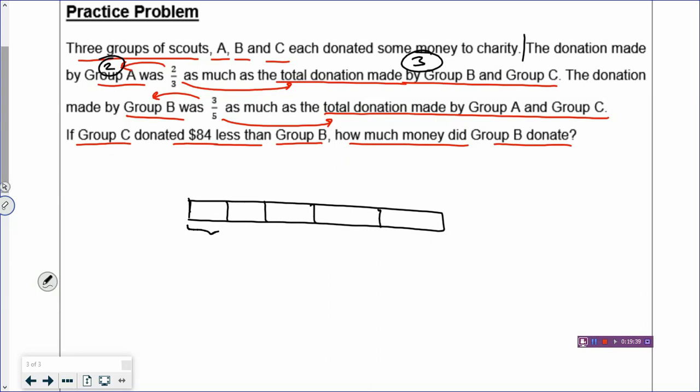And of course you label. So group A, and then group A is 2 boxes, right? So you make sure you label correctly. And then group B and group C will be 3 boxes.